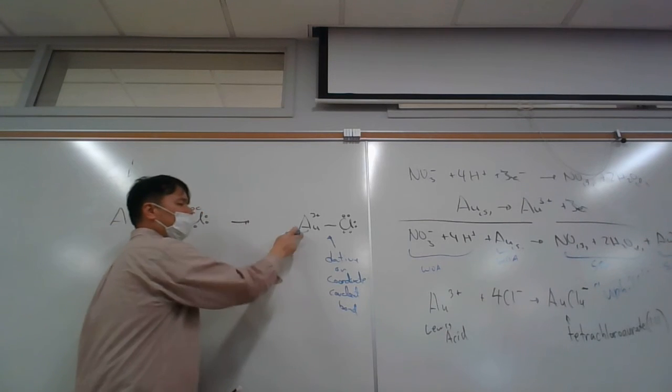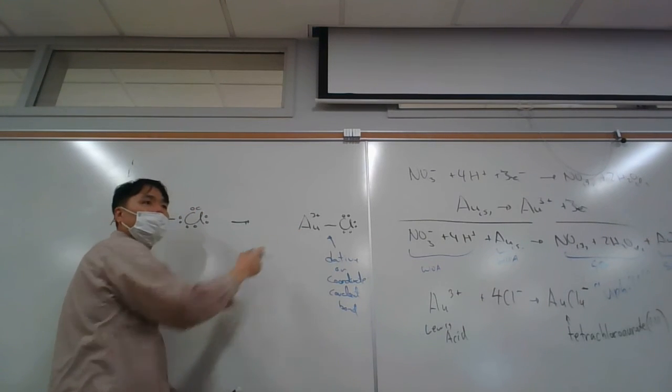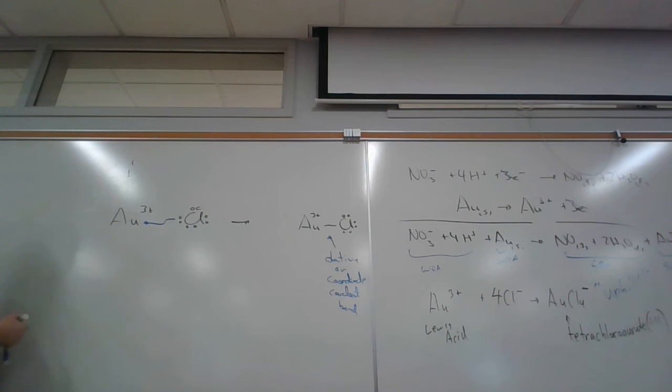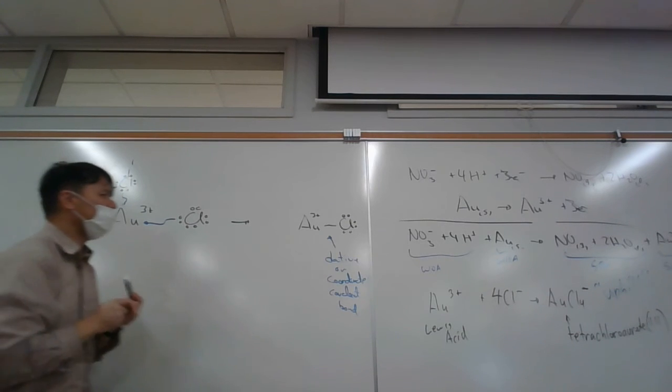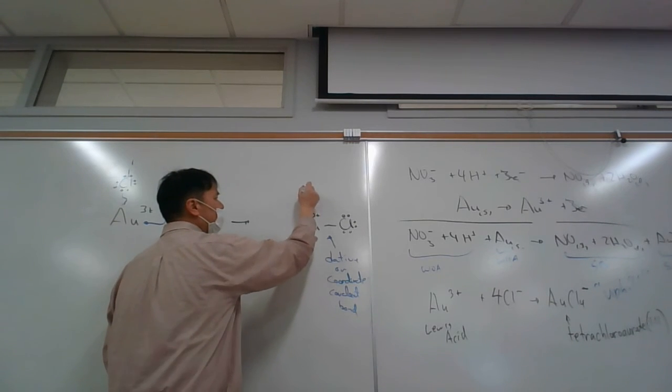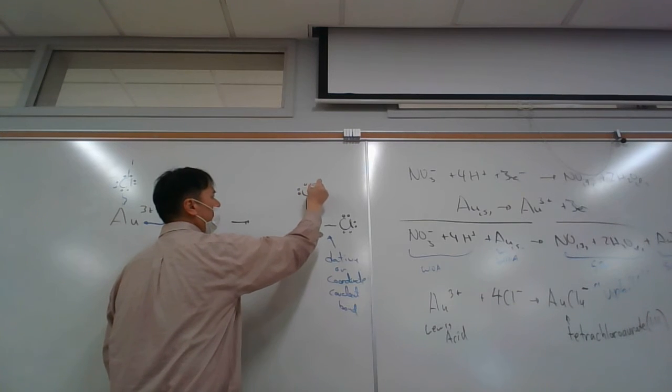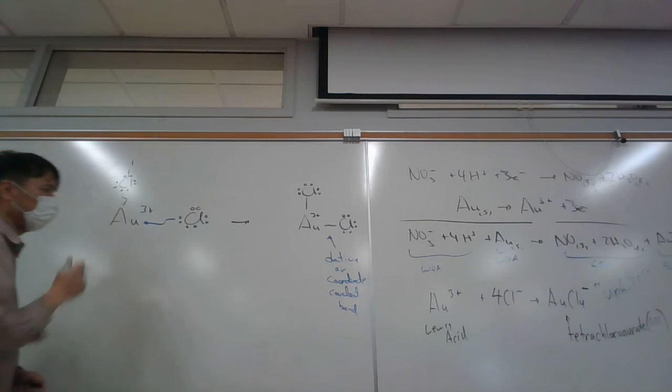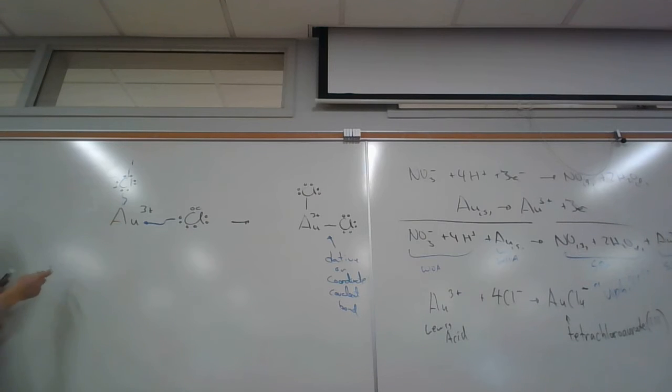Okay, there's still room for attack here, so 3 more chlorides come in. That was the first chloride. The second chloride comes in here. These 2 lone pair electrons are going to form a new covalent bond like this. A third chlorine comes in. And a 4th. And that's it. We stop at 4.